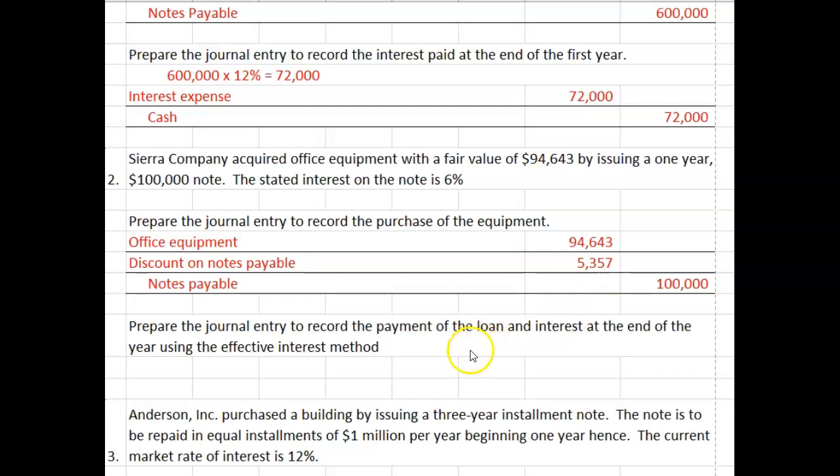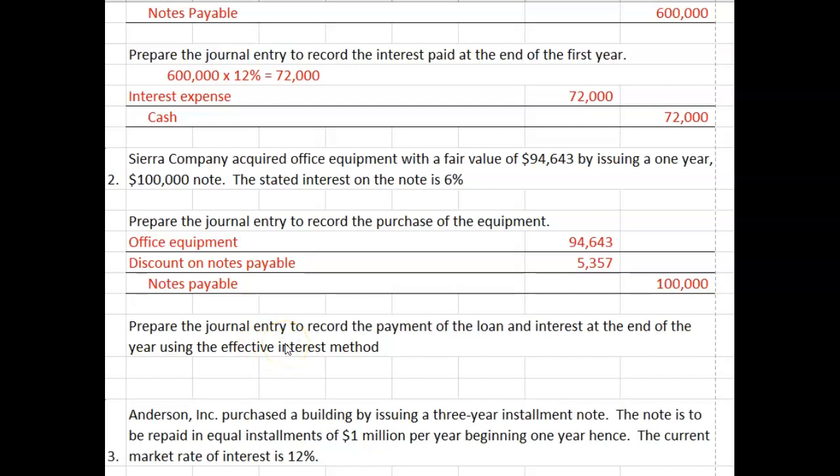The next thing we need to do is to prepare the journal entry at the end of the first year, the end of year 1, to record the payment of the loan and record interest at the end of the year using the effective interest method. And that's where it gets very, very interesting. The effective interest method is not 6%. 6% is the amount of interest in cash that we're going to pay to the maker of the loan. We're going to record our interest expense based on an effective interest rate.